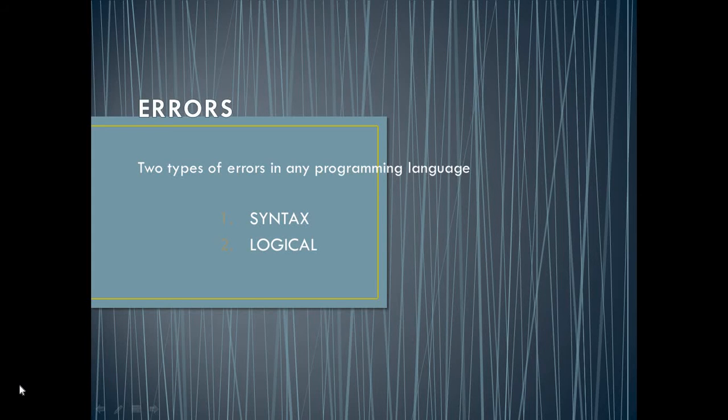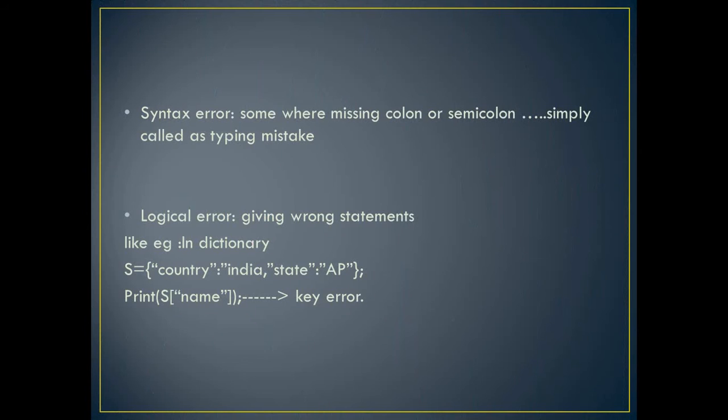Hello friends, today we will be discussing errors and exceptions. There are two types of errors in any programming language. If you take C, Java, or any programming language, there will be two types of errors. What are the two types? Syntax error and logical error. What do syntax error and logical error mean?